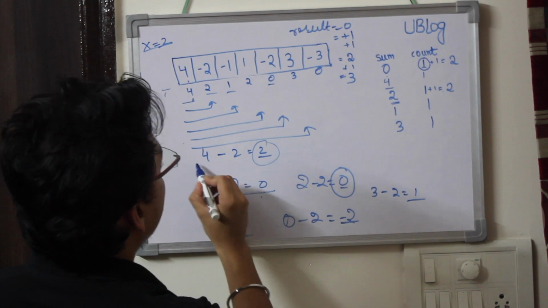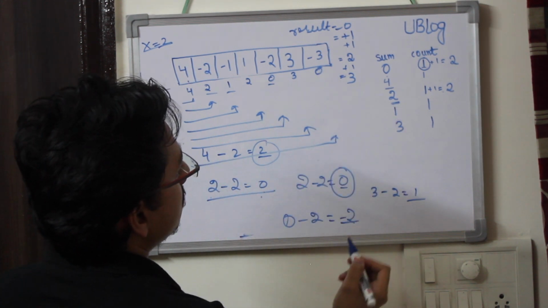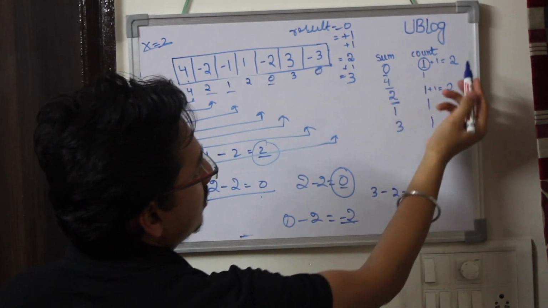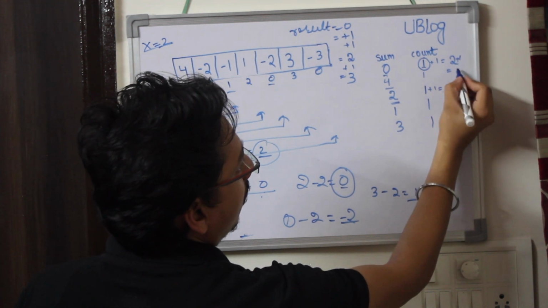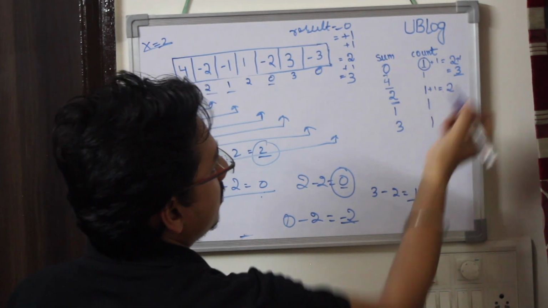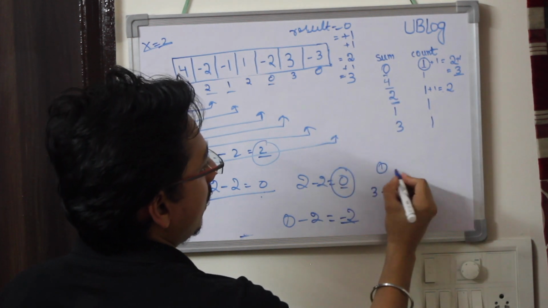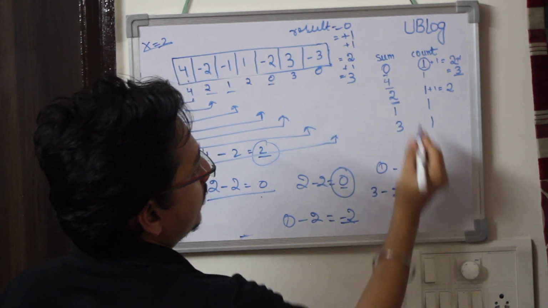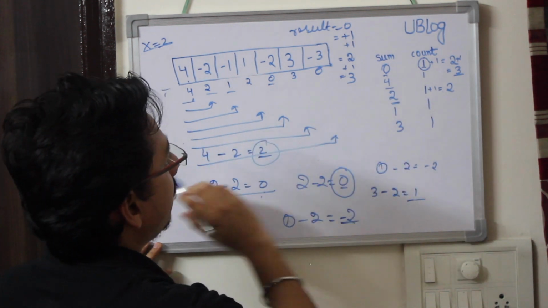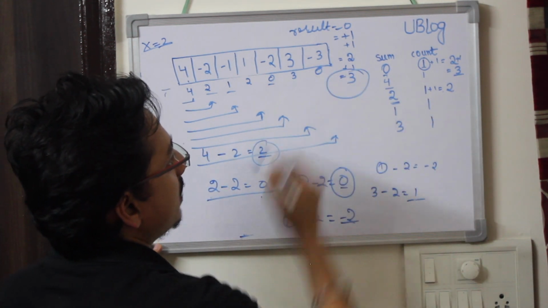Okay, moving ahead. So this is 0. Have I seen 0? Yes, I have seen it, so I'll update its count. And I check again: my current sum is 0 and my x is 2, so minus 2. Have I seen minus 2? No. So my answer is 3.